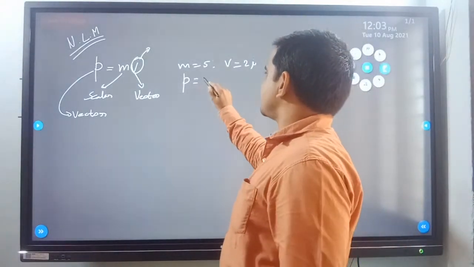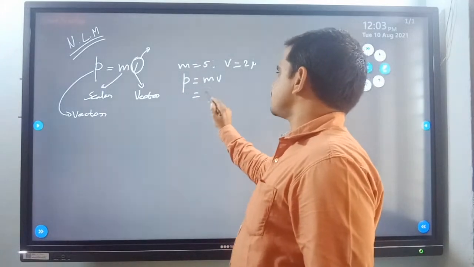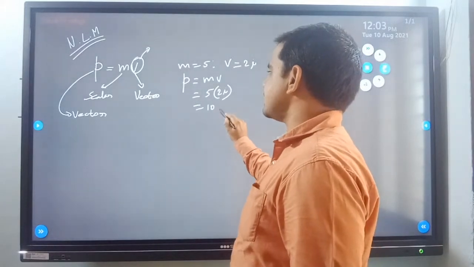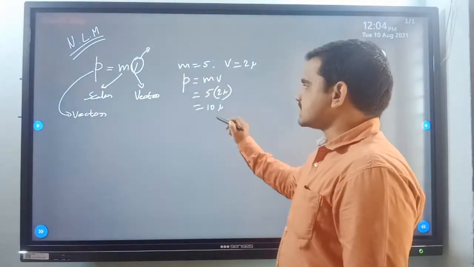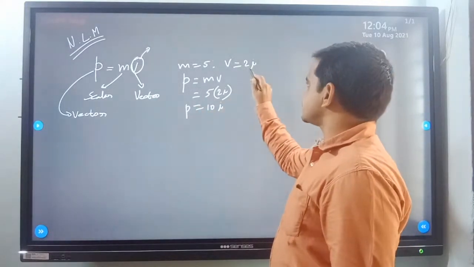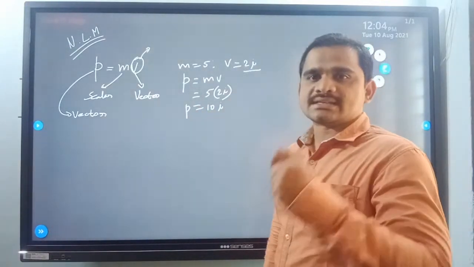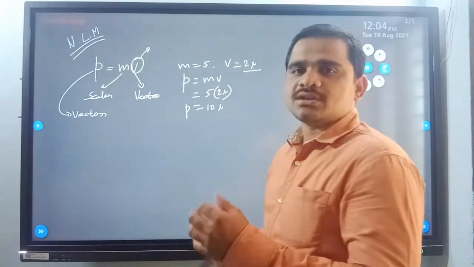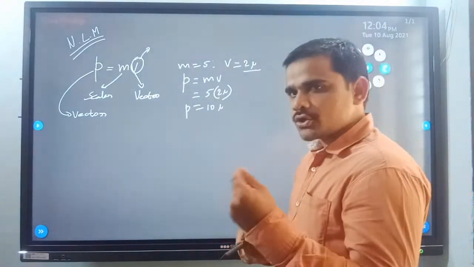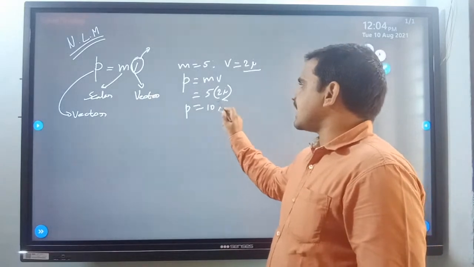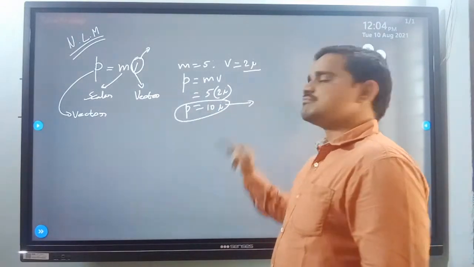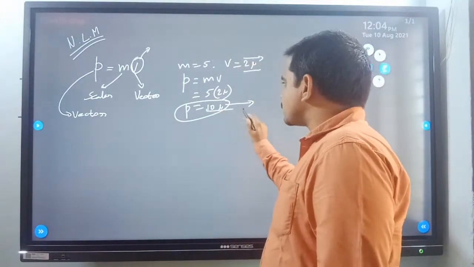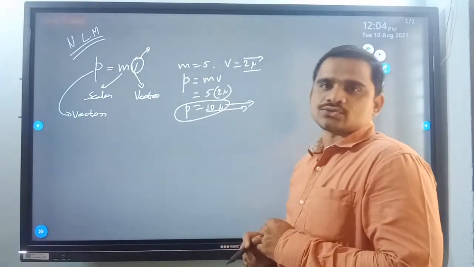As you know, linear momentum means mass into velocity. What is the mass? 5. 5 into 2i, how much will you get? 10i. See here, again I have the direction. What does this i represent? Along the x-axis. So 10i means along the x-axis. Velocity is along the x-axis and linear momentum we also get in the direction of the x-axis only.